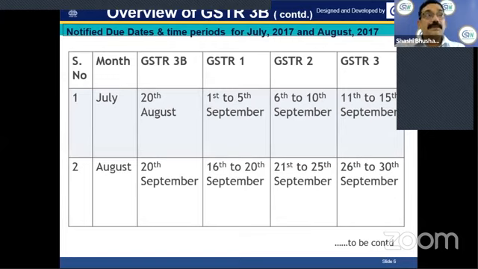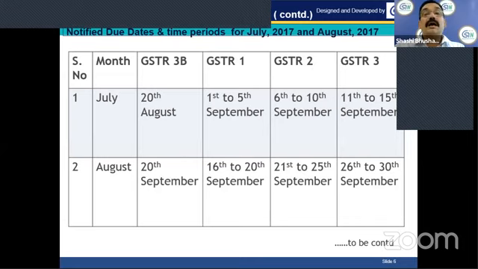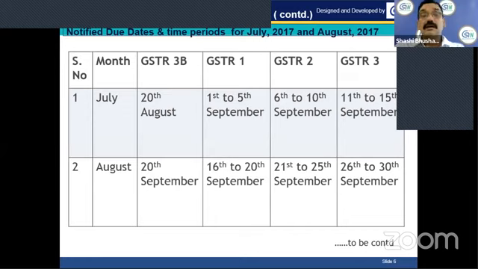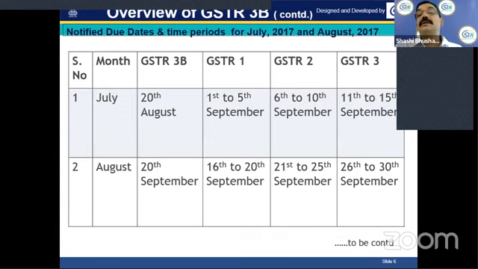Now these are the dates which have now been formally notified by the government, that GSTR 3B has to be filed for July by the 20th August, for August by the 20th September. And GSTR 1 has to be filed from 1st to 5th September for July, and from 16th to 20th September for August. And GSTR 2 has to be filed by 6th to 10th September for July, and 21st to 25th September for August. And GSTR 3, the differences that are there, will have to be paid through GSTR 3 between 11th and 15th September for the July tax period, and 26th to 30th September for the August tax period.